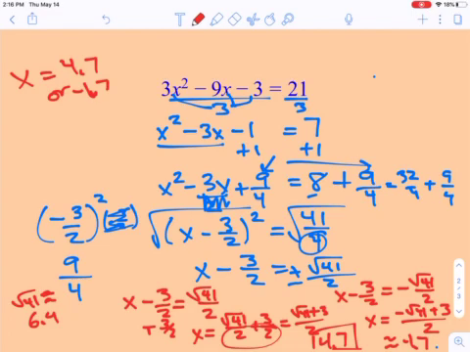So these get a little messy, but the basic idea is that you are going to set this up the same way once you've gotten rid of that coefficient that isn't a 1. And you get rid of that by dividing through the fraction like that.